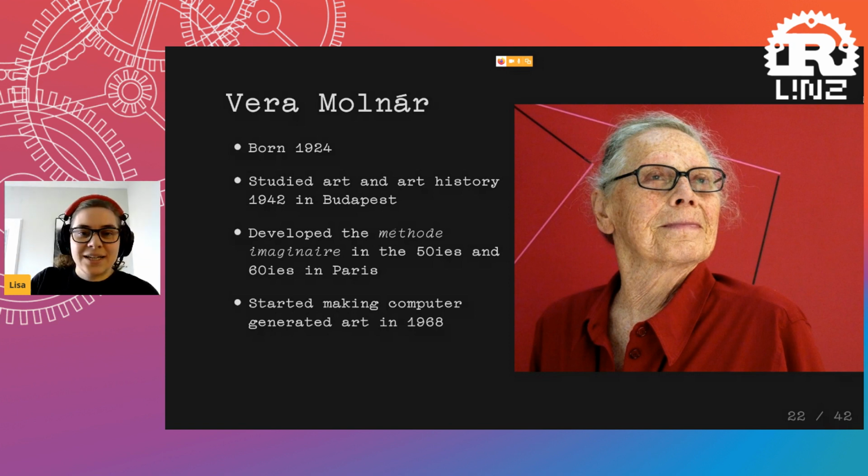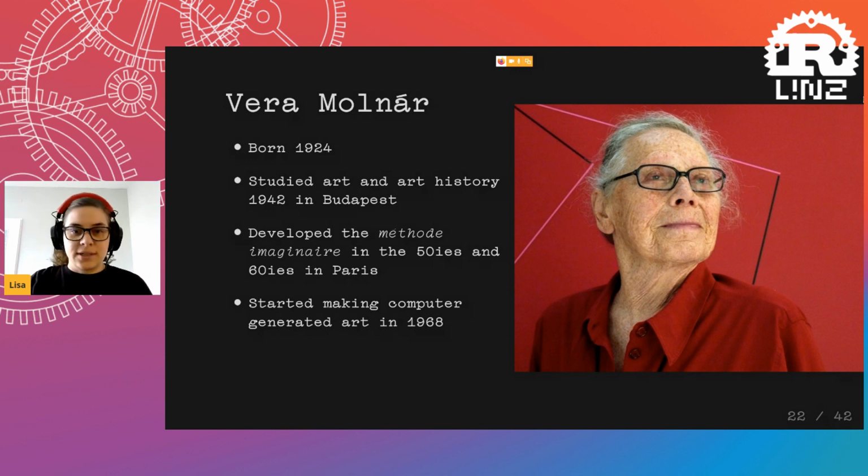And she was born in Hungary, where she studied art and art history. So she's an actual classically trained artist. But then in the 50s and 60s, she moved to Paris, where she thought of the system by which she started to create art, which she called méthode imaginaire, which is basically exactly generative art. So she thought of a rule system, for example, a certain grid and certain colors, and certain rules by which these were applied, and then created art based on the rules that she first thought of. So basically generative art, except she didn't have a computer.